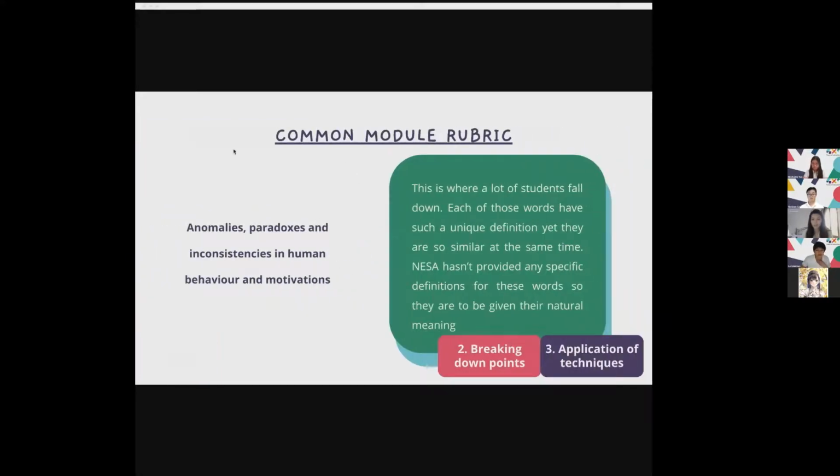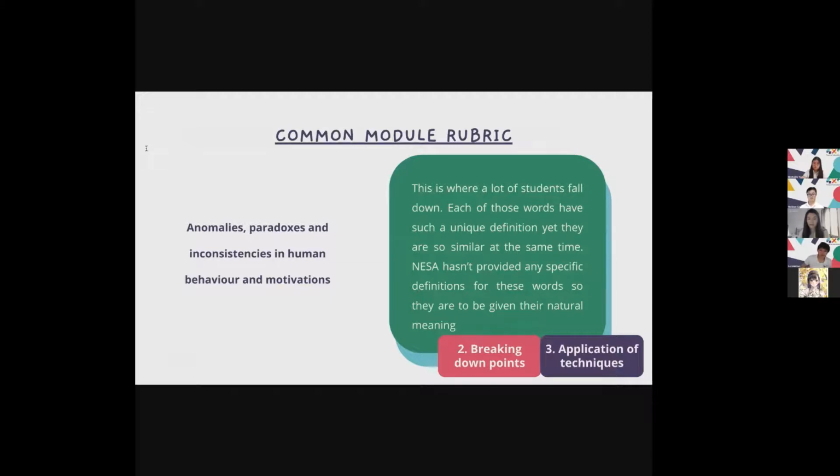All right, so now we get to the really meaty parts, the anomalies, paradoxes, and inconsistencies in human behavior and emotions. And notice here, this is where a lot of students fall down. Each of these words has a very unique definition, but they're very, very similar. And Nessa hasn't provided any specific definitions yet.